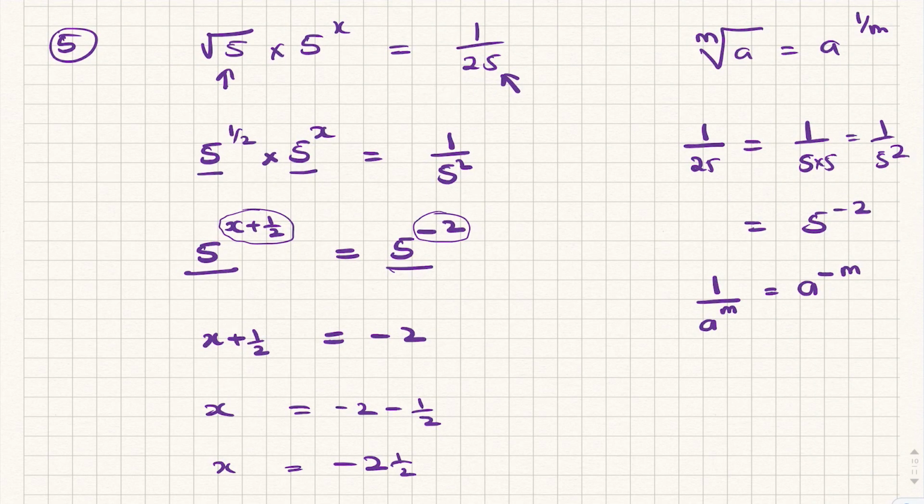Now, this is a mixed fraction, so I need to turn it into an improper fraction. That'll be 2 times 2, which is 4, plus 1, that's 5. So that'll become minus, there's a minus there already, minus 5 over 2, with the 2 of the fraction as the denominator. And so therefore, x equals minus 5 over 2.